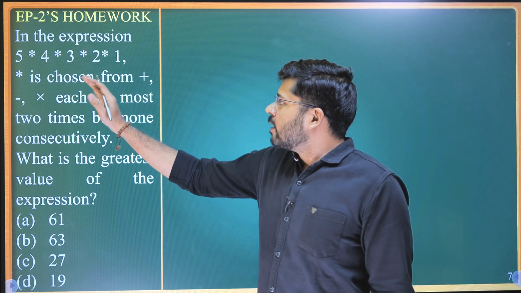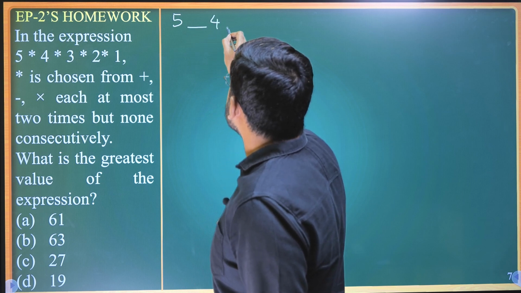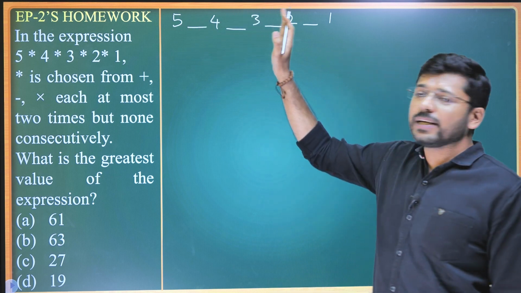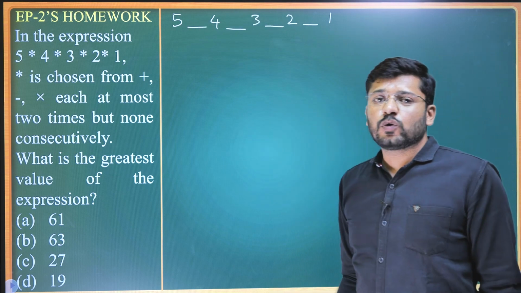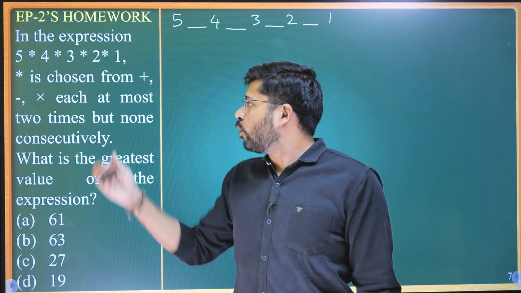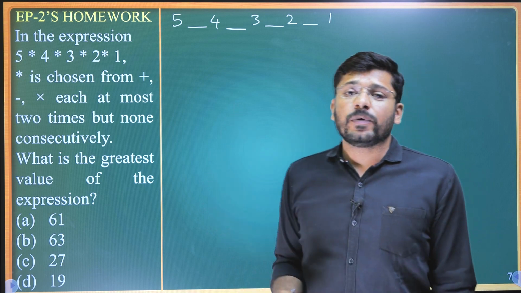It means instead of star, for our convenience, we will write dash. So this is the mathematical expression 5 dash 4 dash 3 dash 2 dash 1, and we are to fill these dashes with plus, minus or into. Each operator, plus, minus, into, can be filled 2 times, but it cannot be filled consecutively.